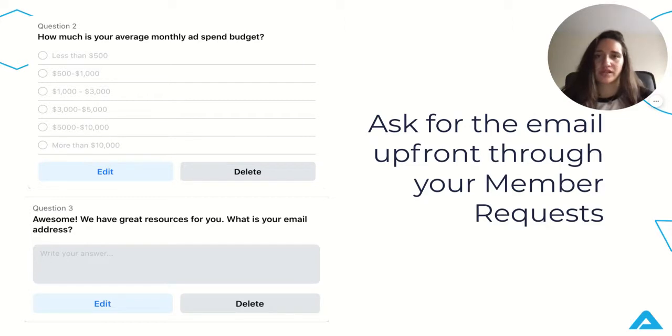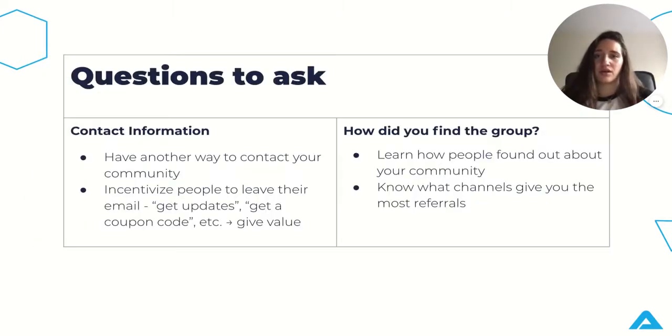So how this works is that when someone wants to join your group, they will be shown a series of questions that they will go ahead and answer and then wait for you to accept them to the Facebook group. Now, something that's really important here, we definitely want to ask for the contact information, but you have 2 options in doing so. The first one is just upfront ask for the email address, plain and simple.